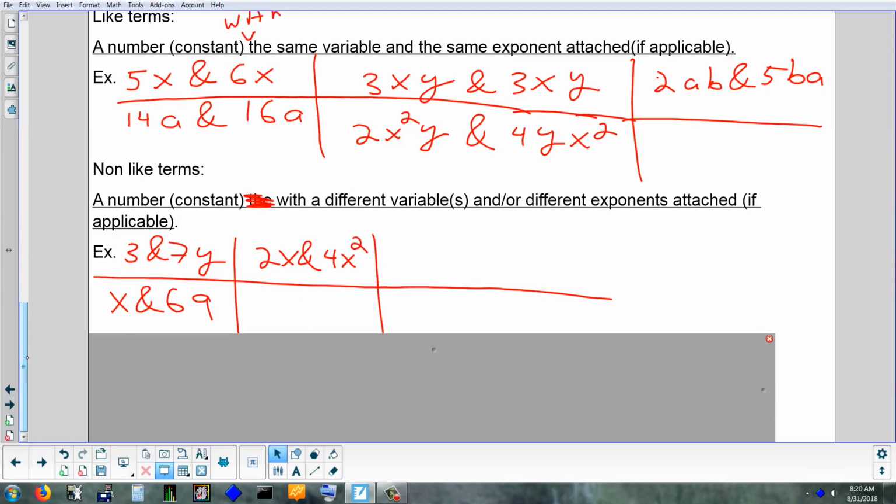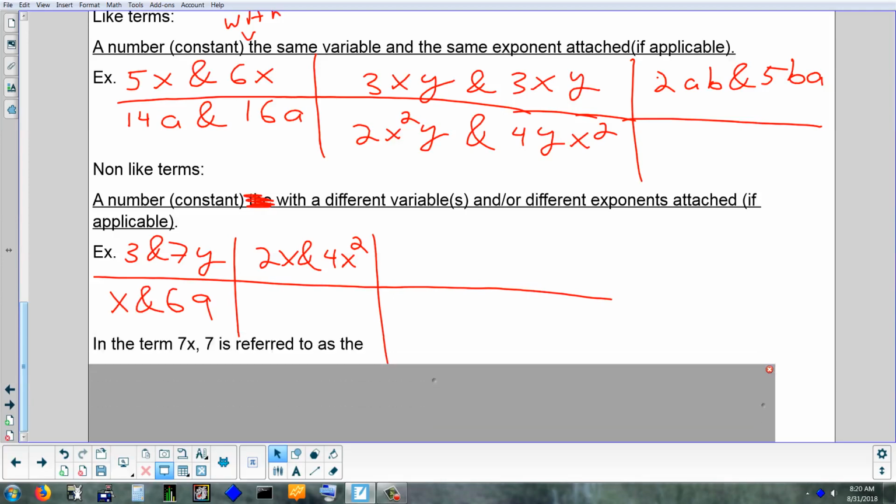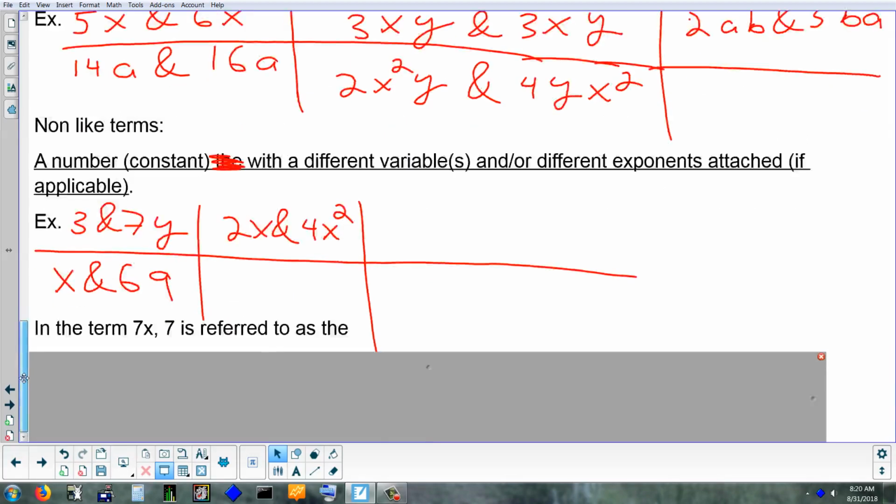They're kind of saying, hey, because we're the same, you can add the numbers that are with us together. You don't do anything with the variables. You don't multiply them; they stay exactly the same. The only thing that's going to change is the number that's attached, based on what signs each one has.